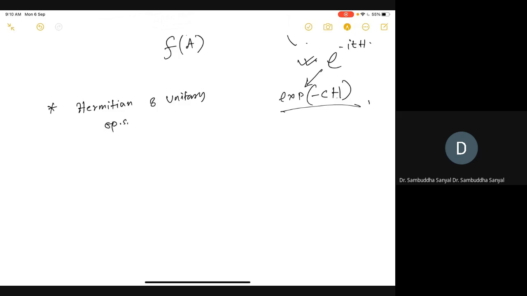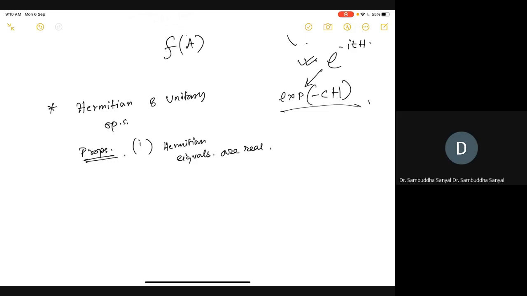Hermitian and unitary operators are very useful in the context of quantum mechanics, and they have some properties as far as eigenvalue and eigenvector are concerned. So first thing is, for Hermitian, eigenvalues are real.